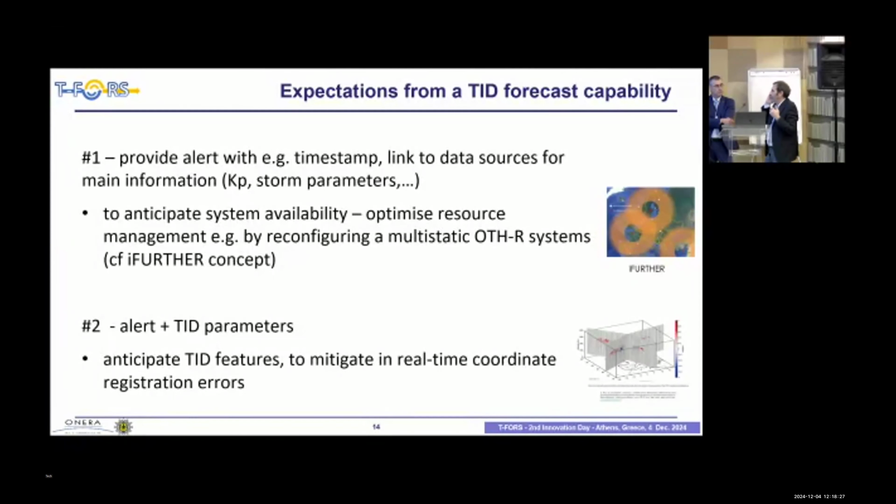So again, it could be a simple alarm, which could be common with a direction finding system. So a timestamp, and as you mentioned, it could be a simple alarm with a link to a data source to get the main information on that, or it could be an alert plus TID parameters. In that case, the objective would be, especially for OTH radar, to include this parameter in the processing, so as to be able to adjust the processing to the situation. And this is something we also plan to integrate.